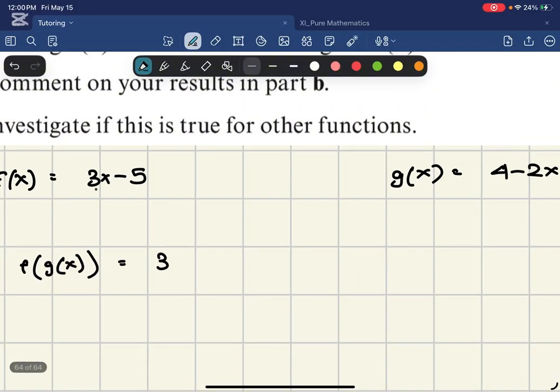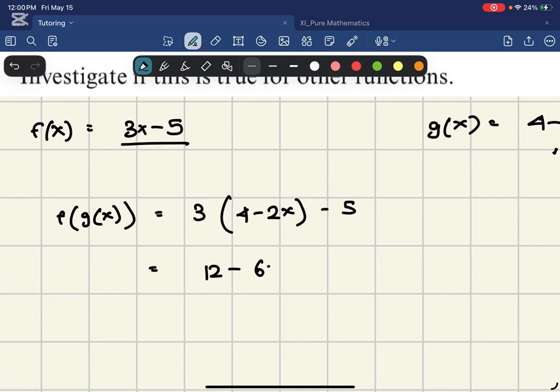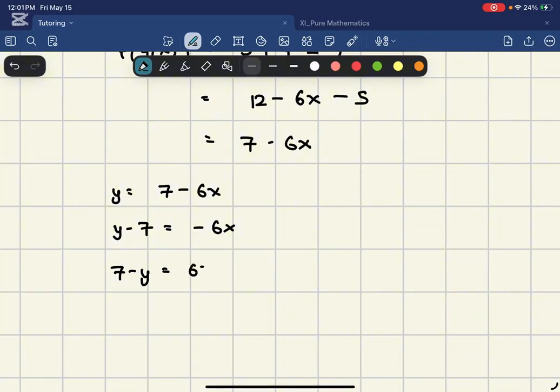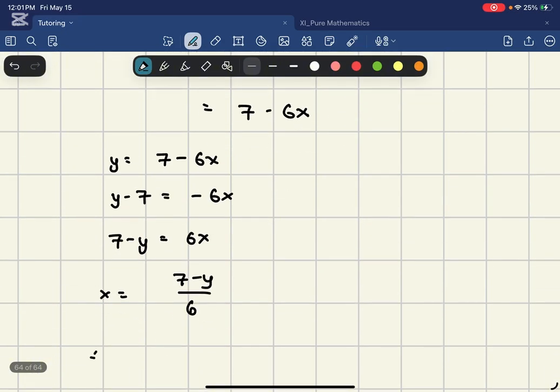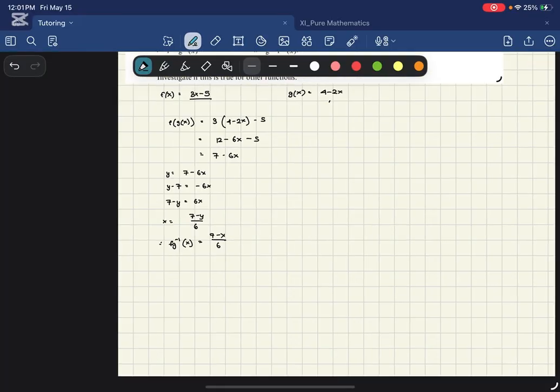So I take f of x, and instead of x, I substitute in g of x, right? So 3 times (4 minus 2x), minus 5. All right. That is 12 minus 6x minus 5. That is 7 minus 6x. All right. And now I want to find the inverse of this. So y minus 7 is equal to minus 6x. 7 minus y is going to be 6x. So I multiply by negative 1 on both sides. x is (7 - y)/6. And therefore, f inverse of x, sorry, not f inverse of x. This is (fg) inverse of x is going to be (7 - x)/6.